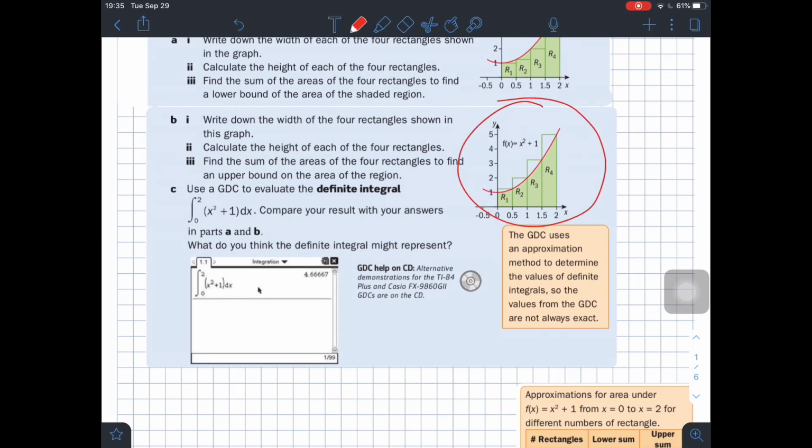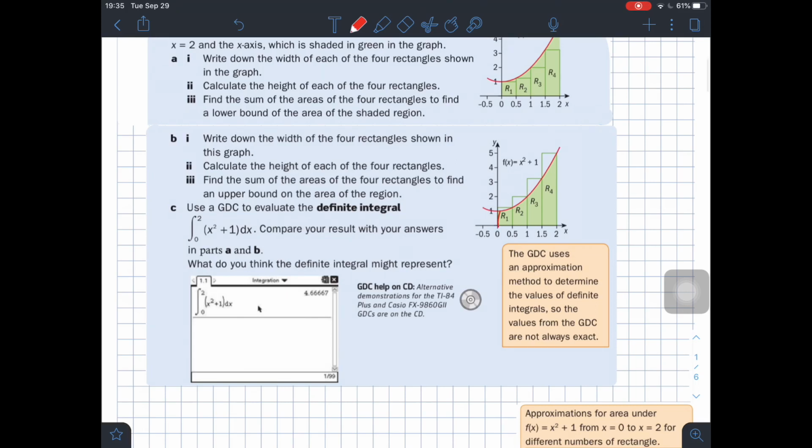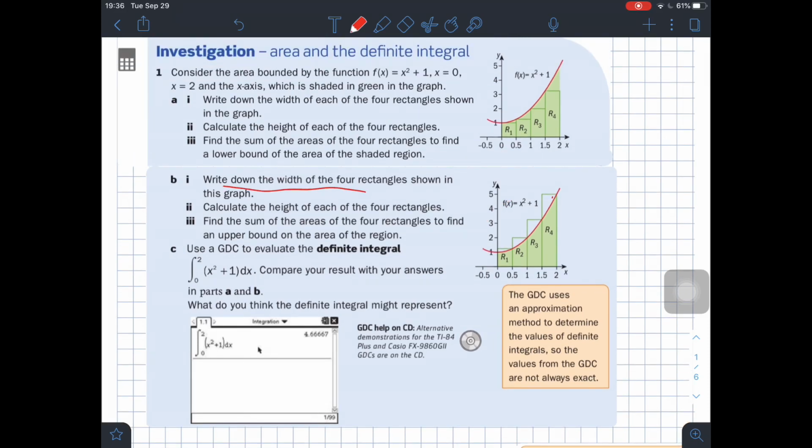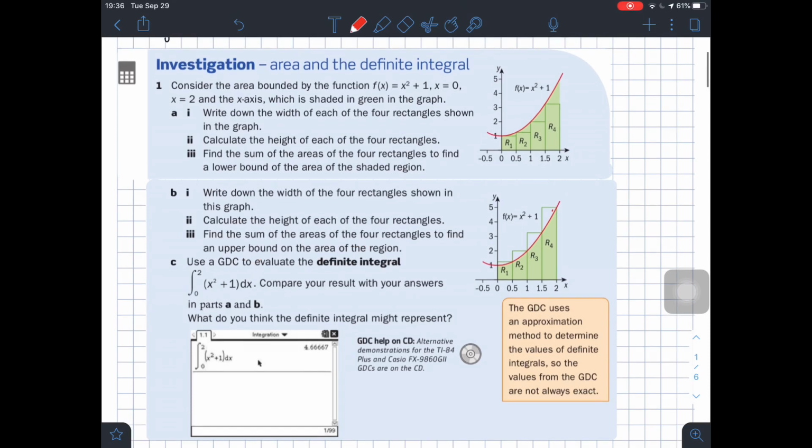Then if we do the same thing, but now we trace rectangles that go above the curve, we're going to have these rectangles over here. So once again, you can calculate the areas of these rectangles and then add them all up in order to have an upper bound of the area, right? So it says, write down the width of the four rectangles shown in this graph, calculate the height of each of the four rectangles, find the sum of the areas of the four rectangles to find an upper bound of the area of the region, okay?